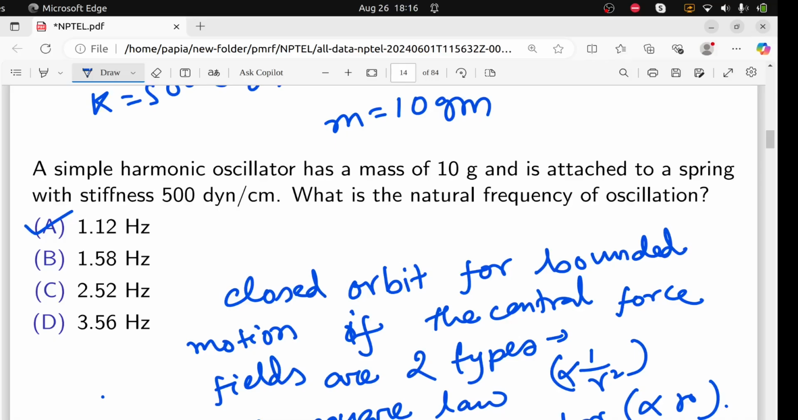So for this, what we did, we just calculated that the mass is given here as 10 gram and the stiffness is given as 500 dyne per centimeter, and both are given in CGS unit, so we don't need to convert anything into any other specific unit. And then the natural frequency is given as this one.